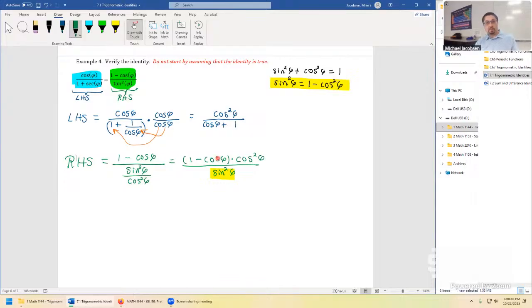So this is one of those problems where it gets a little bit worse before it gets better. This is the worst part before it gets better, but we're making progress. 1 minus cosine phi, copying in, times cosine squared phi. Here's the identity. Sine squared is 1 minus cosine squared.